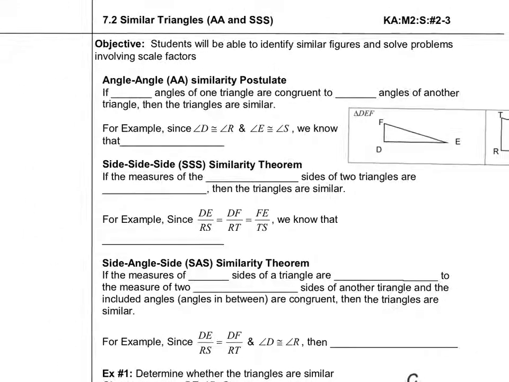Basically, there are 3 ways for us to tell whether triangles are similar. We have angle-angle, side-side-side, and side-angle-side. The first one's called a postulate, the other 2 are theorems, but these 3 ways are what we're going to use to determine whether or not 2 triangles are similar. So let's go over what these 2 theorems and a postulate say. The first one is simply that if 2 angles of one triangle are congruent to 2 angles of another triangle, then the triangles are similar.